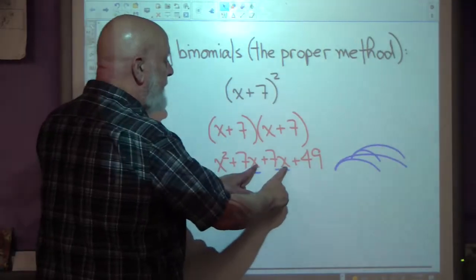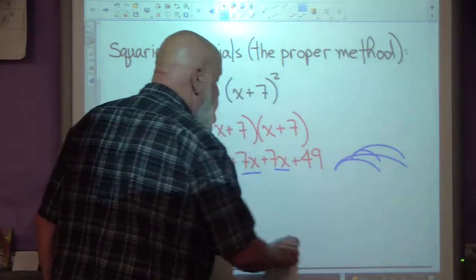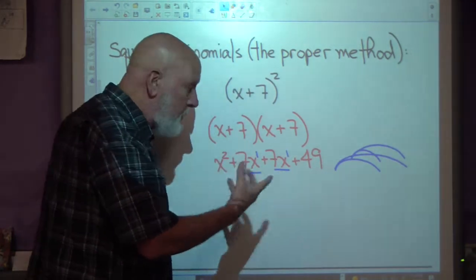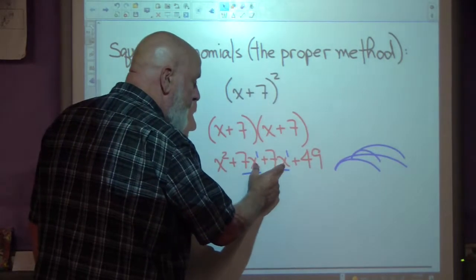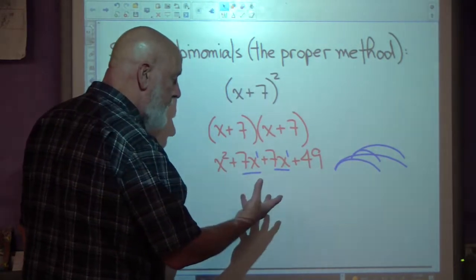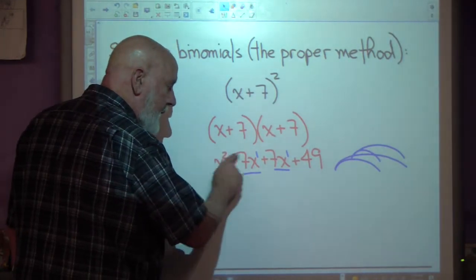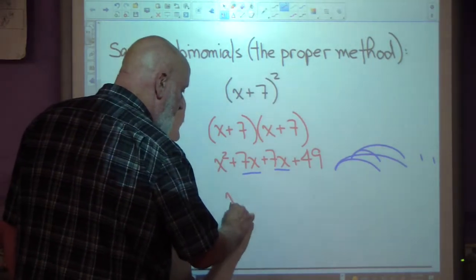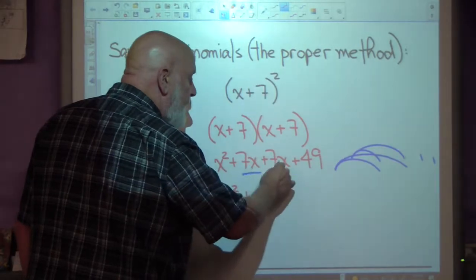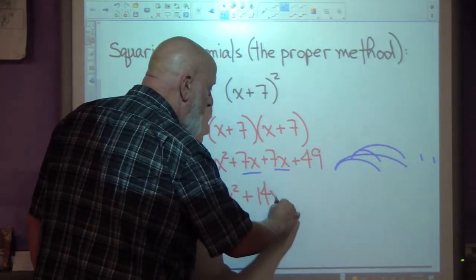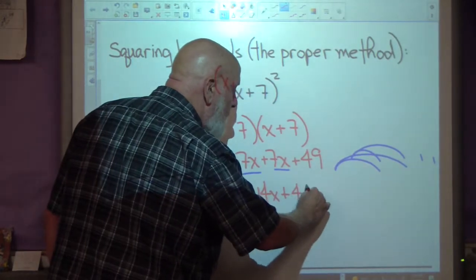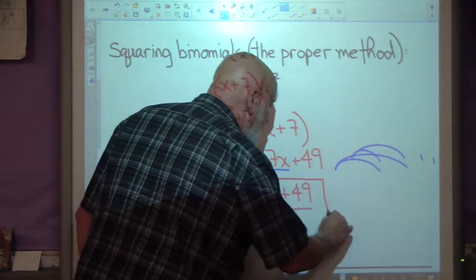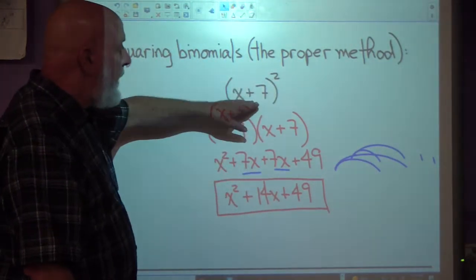Remember, in order to be like terms, you have to have the exact same variable and the exact same exponent. In this case, they have an exponent of an implied or an invisible or an understood 1. So they have the same exponent and the same variable. We can combine these using addition or subtraction. This is not a like term because it doesn't have the same exponent. Okay? We get rid of those. And we'll say this will combine into x squared plus 7x plus 7x is 14x plus 49. These terms won't combine because they're not like terms, so we just stop. And this is the correct method for squaring a binomial.